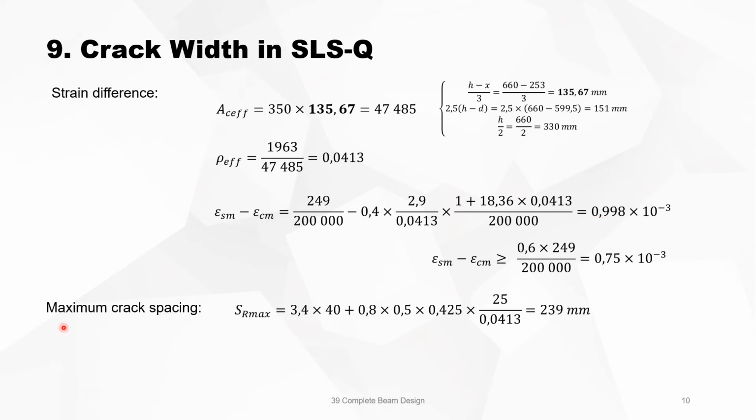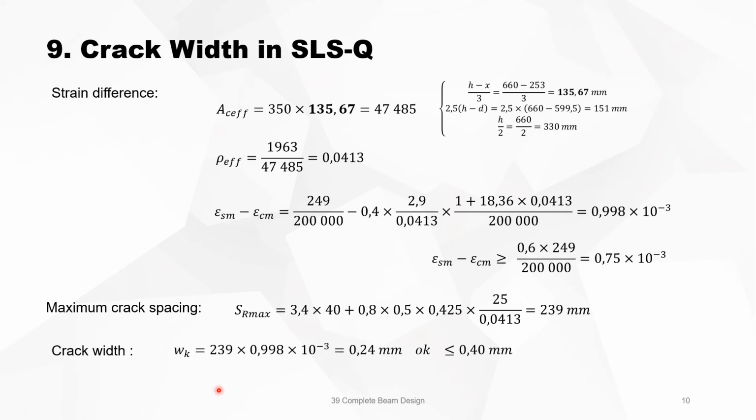Then the maximum crack spacing, Sr,max, is 3.4 times the concrete cover, plus 0.8 times 0.5 times 0.425, the diameter that we use, divided by the rho effective. And we have a maximum crack spacing of 239 millimeters.